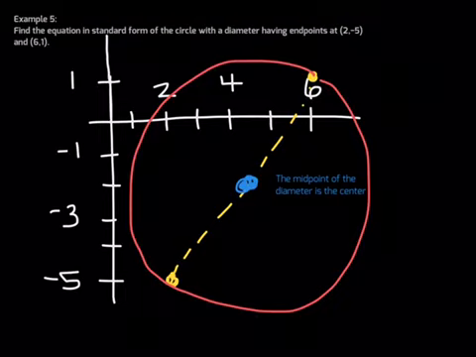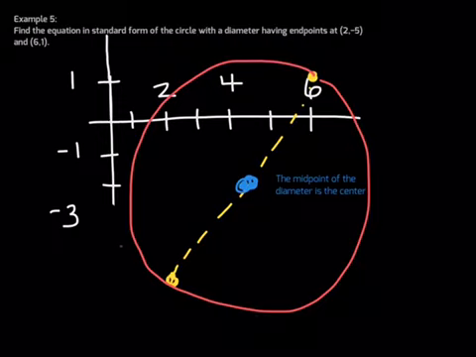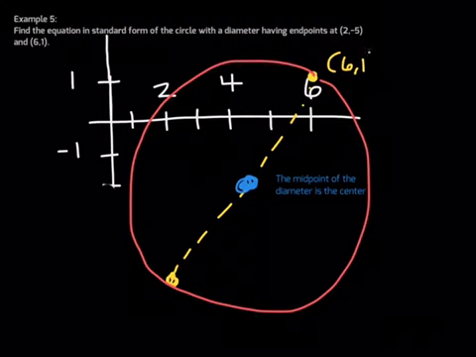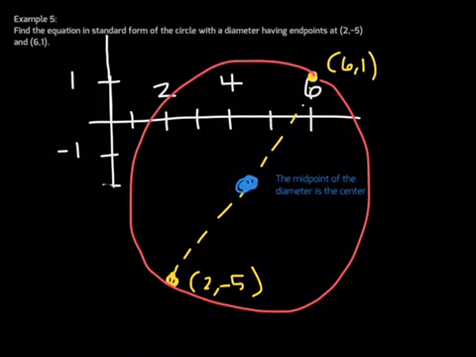But I know that for the midpoint, I'm going to need my 2 points of the end of the diameter. So actually, I think what would be a good idea is if I label this 6, 1, and I label this point here 2, -5. We need those 2 points in order to find the midpoint.